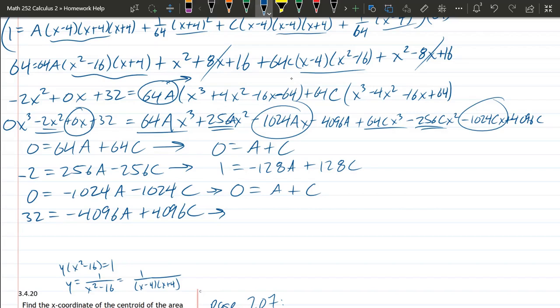Last up, what's 4096 divided by 32? It is 128. So if I divide both sides by 32, you will have negative 128a plus 128c. And again, these two equations are repeats. All right, but we only had two unknowns and four equations, which means we probably were going to get repeating information.